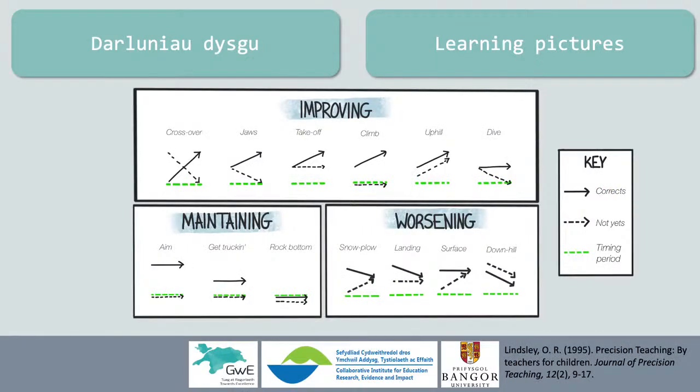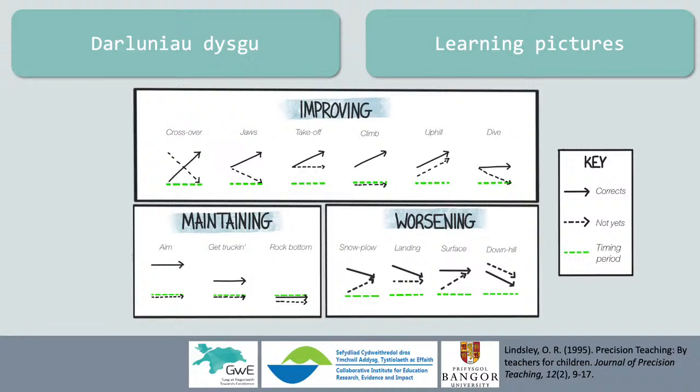I've mentioned learning pictures several times now. This simply refers to the pattern of data displayed on the chart. There are 13 different types of learning pictures that can be placed into 3 broad categories: improving, maintaining, and worsening. Improving pictures mean that pupils are working towards their fluency aim. As long as they're heading there at the acceleration that you are aiming for, there is no need to intervene.